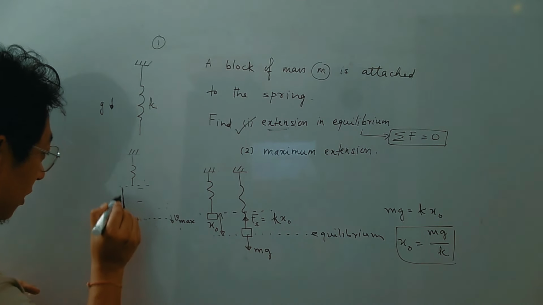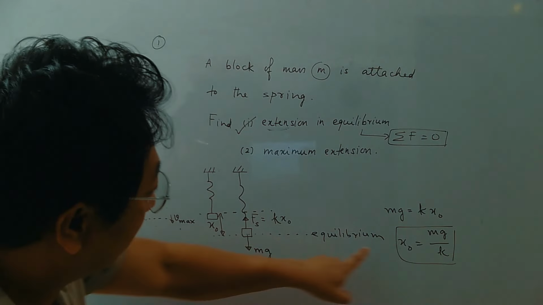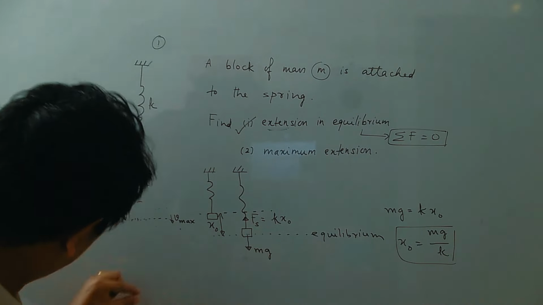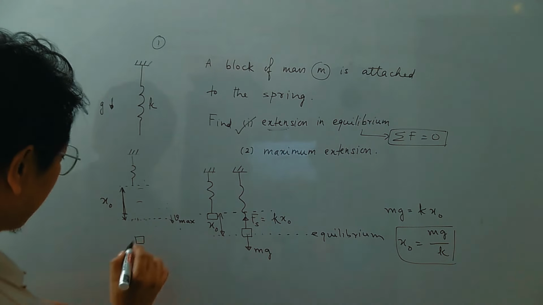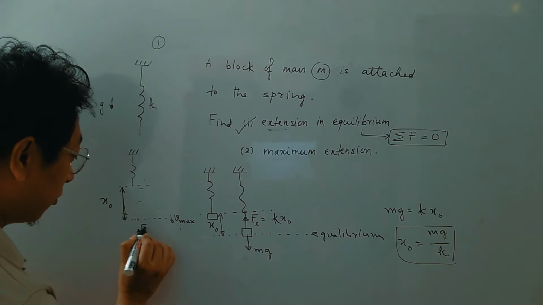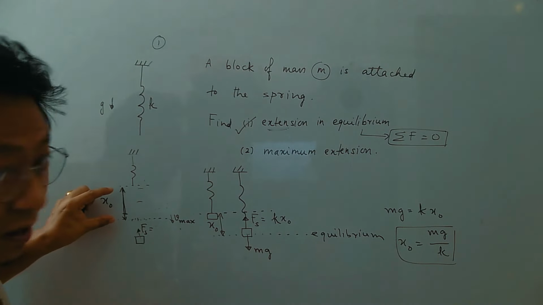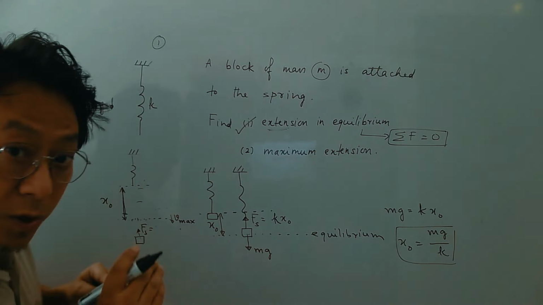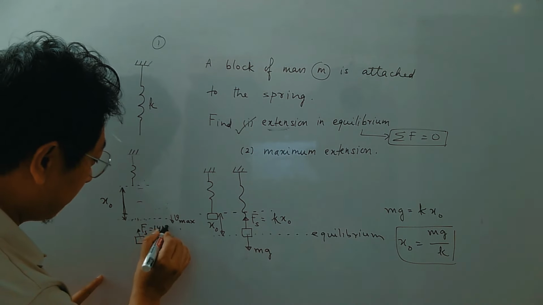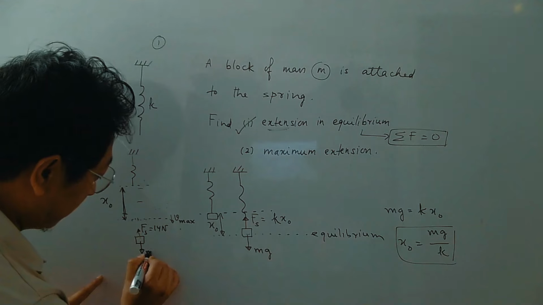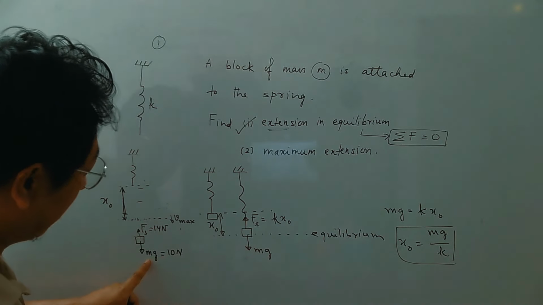Remember, this would be your extension in equilibrium, which we already calculated. Then it will further go down, and when it reaches here, let's say, your spring force will become even more than 10 Newton, because your x is now even more than this x naught. So your spring force will become even more than 10 Newton, let's say 14 Newton. Gravitational force, which is weight, is 10 Newton only, right? It depends only on mass.